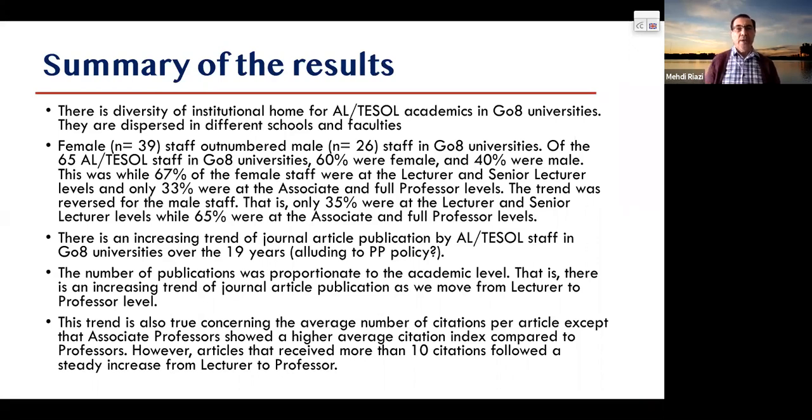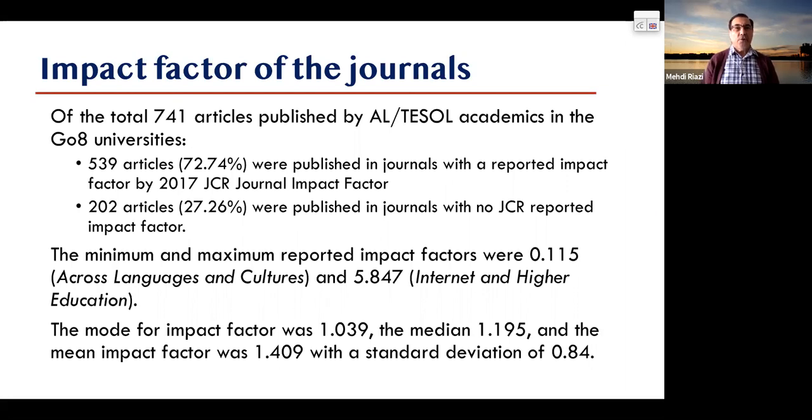Okay. Now let's shift to the impact factor of the journals. Of the total 741 articles published by Applied Linguistics TESOL academics in the Group of 8 universities, 539 articles, about 73%, were published in journals with a reported impact factor by the 2017 JCR Journal Impact Factor. And 202 articles, about 27%, were published in journals with no JCR reported impact factor.